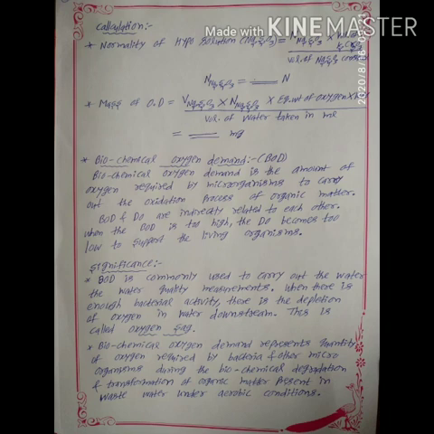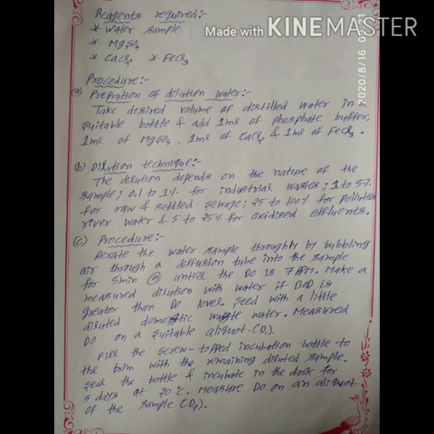Biochemical oxygen demand represents the quantity of oxygen required by bacteria and other microorganisms during the biochemical degradation and transformation of organic matter present in wastewater under aerobic conditions. Reagents used in the BOD measurements are water sample, magnesium sulfate, calcium chloride and ferric chloride. Procedure: preparation of dilution water. Take the desired volume of distilled water in a suitable bottle and add 1 ml of phosphate buffer, 1 ml of magnesium sulfate, 1 ml of calcium chloride and 1 ml of ferric chloride.